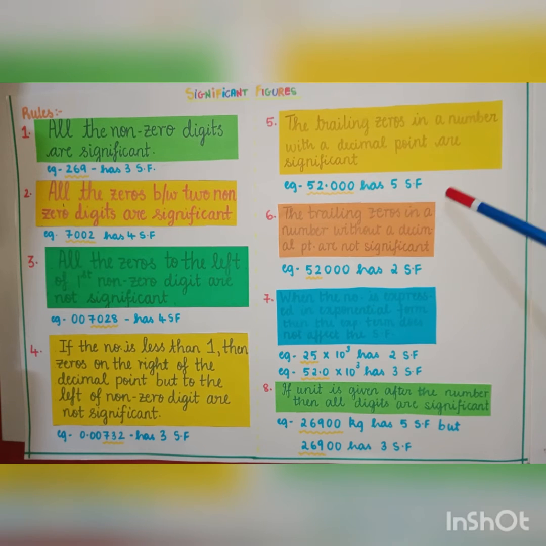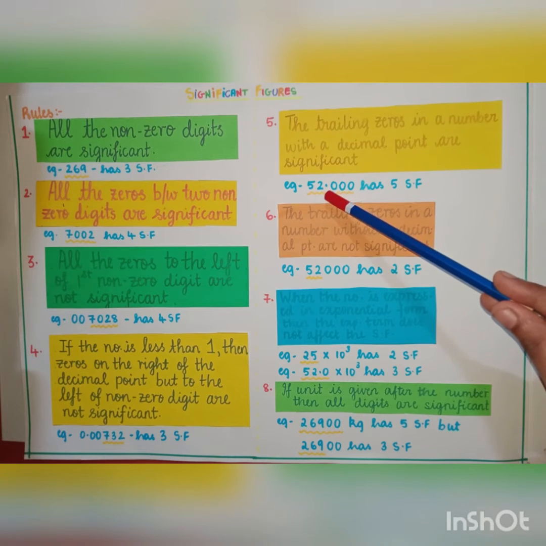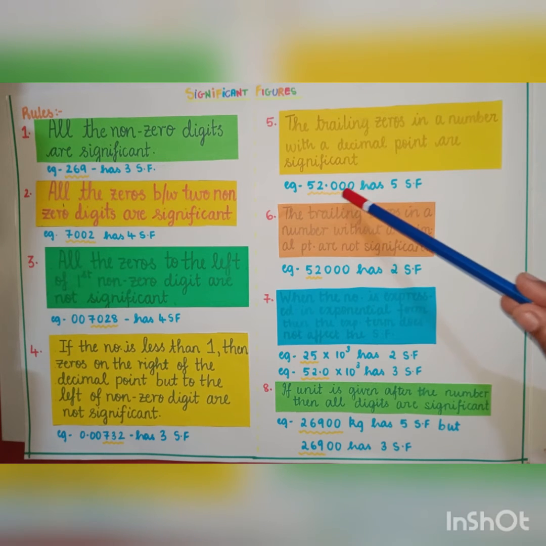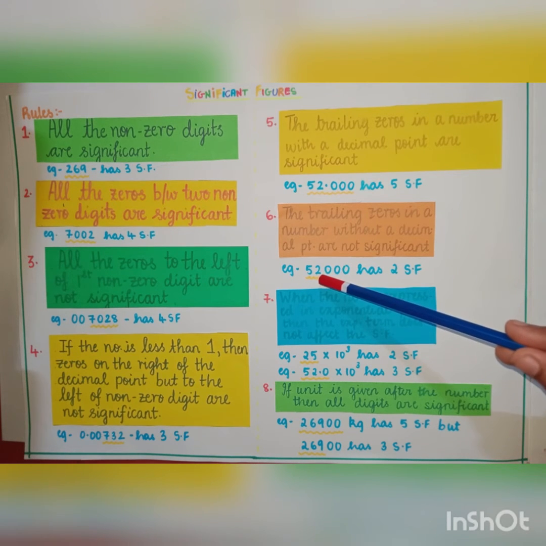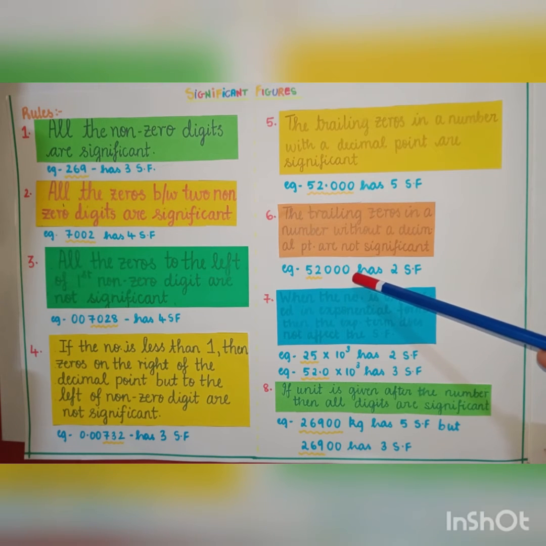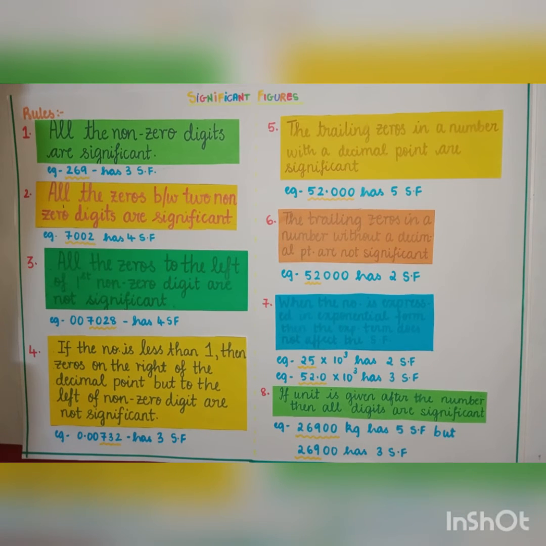So as you can compare the two examples, in rule number 5 the example had a decimal point, therefore it had 5 significant figures, and in this example, since there is no decimal point, only these first two non-zero digits will be considered significant. The trailing zeros will not be considered significant. Therefore overall this number has only two significant figures, that is 5 and 2. I hope you're clear with this rule.